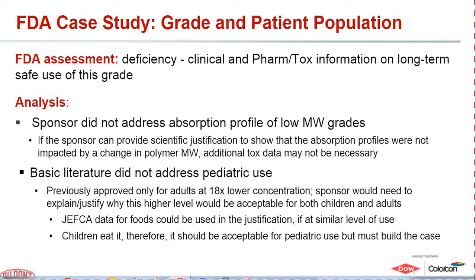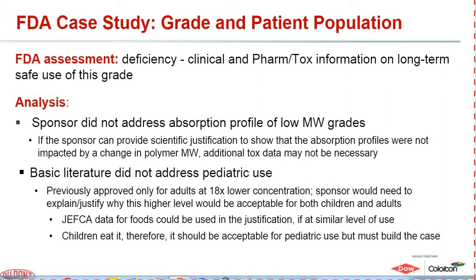And especially since they were proposing to use a level that was 18 times higher than the level that had been previously approved for adults, they felt that the sponsor would need to explain and justify why this level would be acceptable for both children and adults. The JECFA data that was presented was for foods, and that could be used in the justification if it was at a similar level of use.